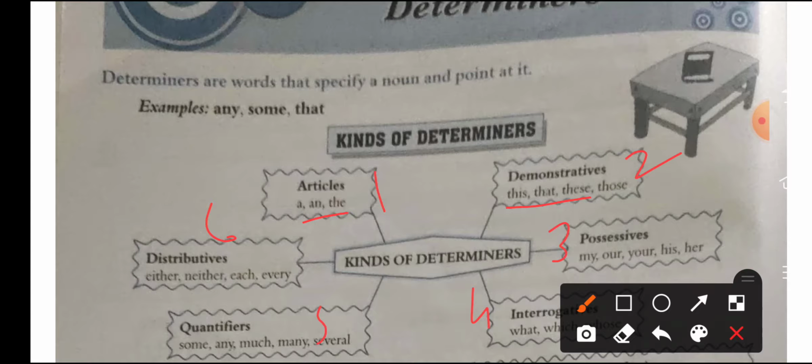So when we talk about article determiners, it's a, an, and the. Demonstratives are this, that, these, those. Possessives are my, our, his, her, etc. Interrogatives are WH family words, and quantifiers are some, any, much, many, several. And distributives are either, neither, each, every. And these words will be placed before the nouns. Okay, this is a very important concept which you have to learn.